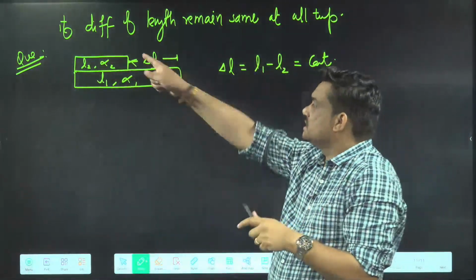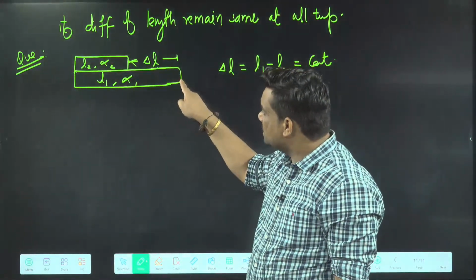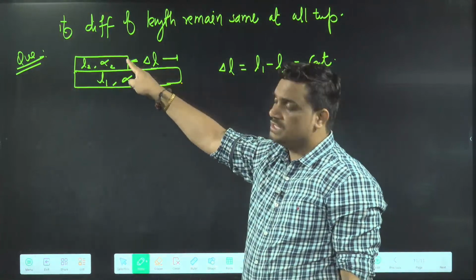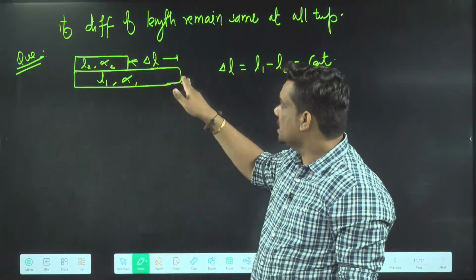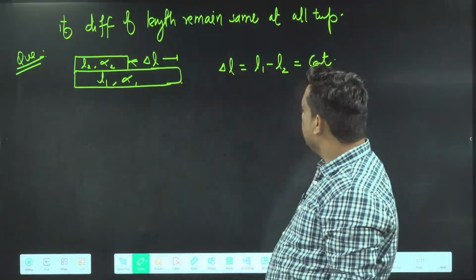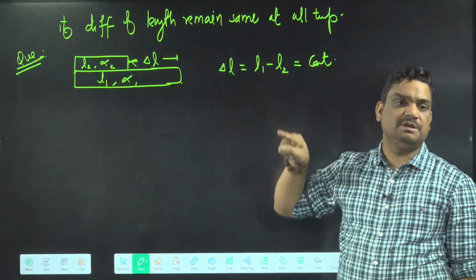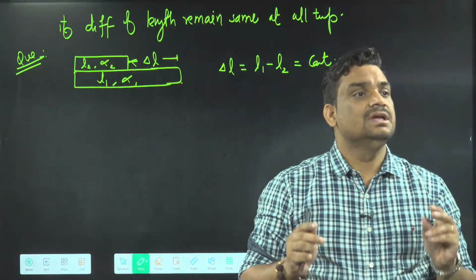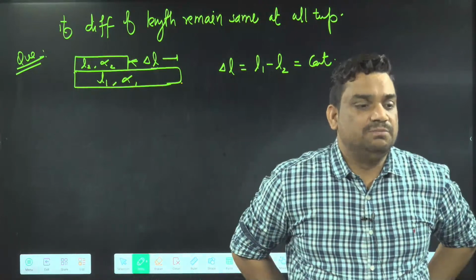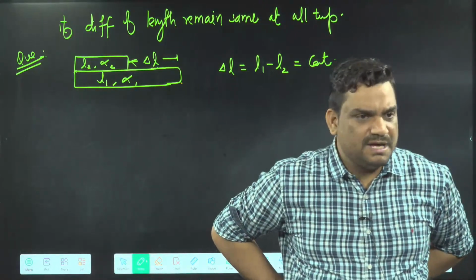What is the meaning of this? You can say, sir, if this second rod expands by 3 centimeter, then the upper one also will expand by 3 centimeter. If this one expands by 1 meter, the upper also will expand by 1 meter. If both have the same expansion, then only the difference will be the same.